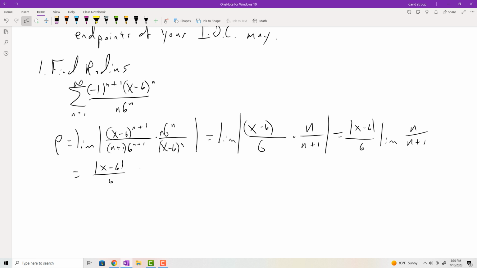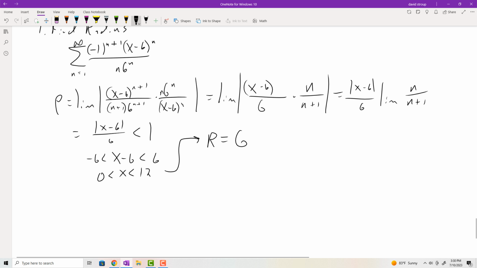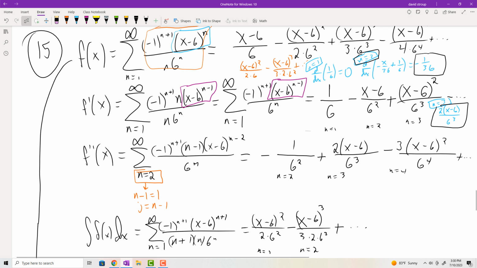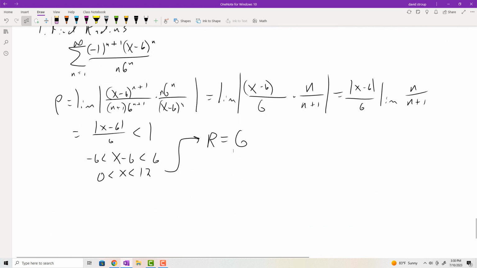And the ratio test says that when that's less than 1, we have absolute convergence. So I'm going to rewrite that and then add 6 to all three sides. And it looks like our radius of convergence is 6. Remember, you take half the interval. The question then becomes, what's happening at 0 and 12? And that's the trouble. Now you have to go through and check the endpoints for each individual function. So there's 4 of them. You're going to do 8 convergence tests, essentially.